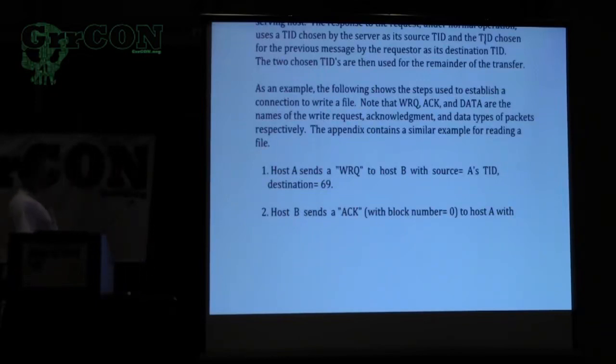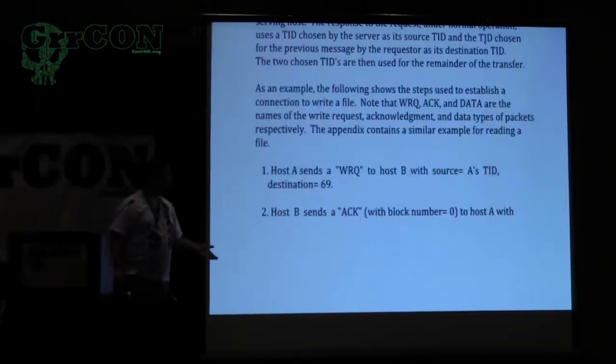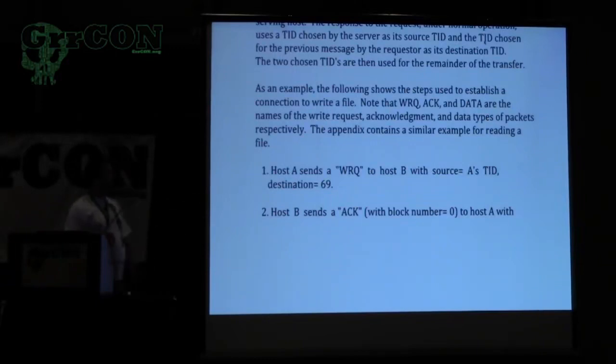With TFTP, it's really simple. Host A sends a request, a WRQ, which is a write request, and host B sends back an ACK. So this is the perfect application to fuzz because you don't need a handshake. It makes it so easy: you send one packet and then we're off.